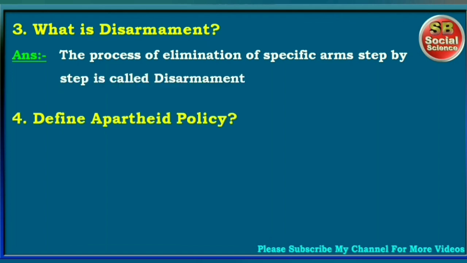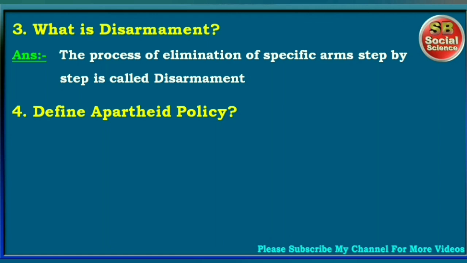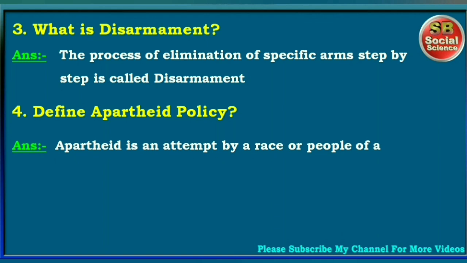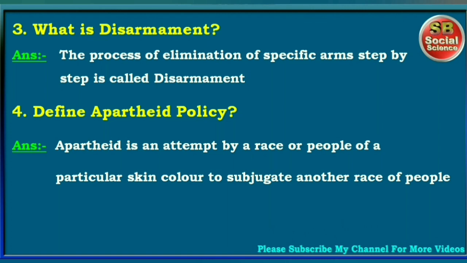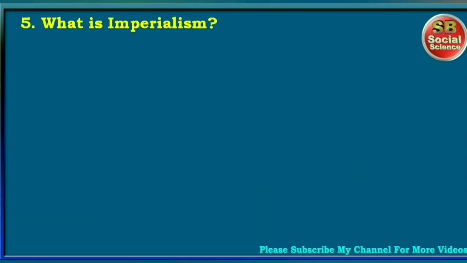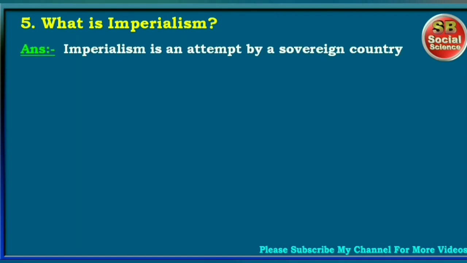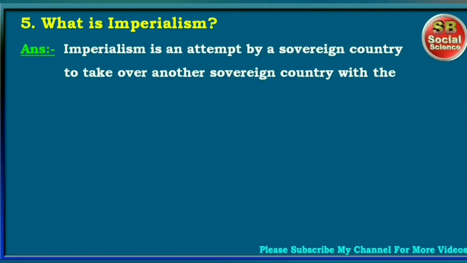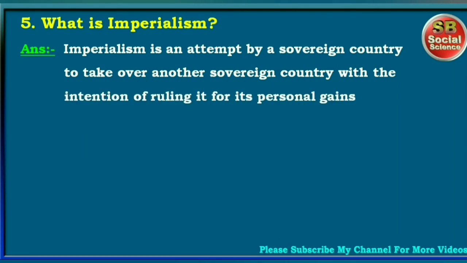Next question is, define apartheid policy, otherwise what is anti-apartheid policy? Answer: apartheid is an attempt by a race or people of a particular skin color to subjugate another race of people of different skin color in the name of supremacy. Let's see the next question. What is imperialism? Answer: imperialism is an attempt by a sovereign country to take over another sovereign country with the intention of ruling it for its personal gains.